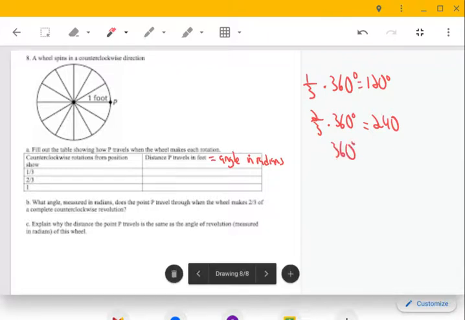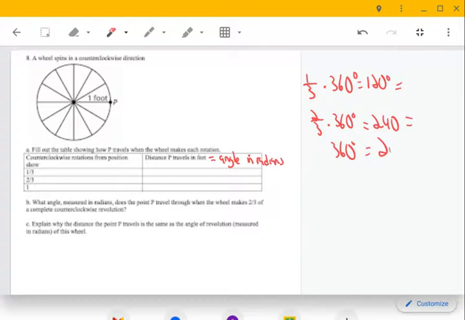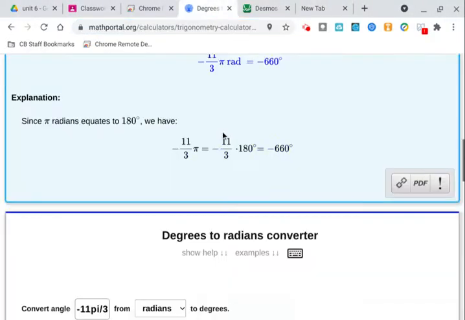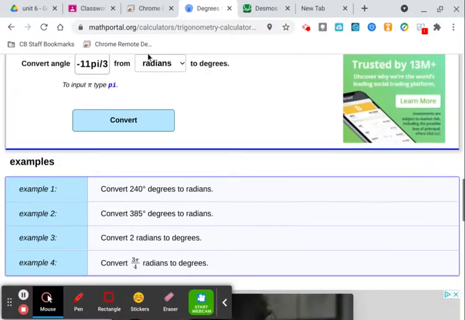So the answers that will go in the table are just going to be us converting these to radians. Now we already know that 360 degrees, we've proven this in a past lesson, is 2 pi radians. So that will go here, 2 pi radians. Now we just have to convert 120 and 240 degrees to radians. So let's do that.